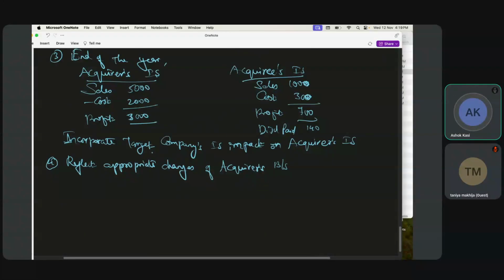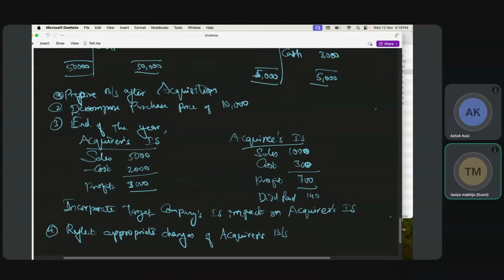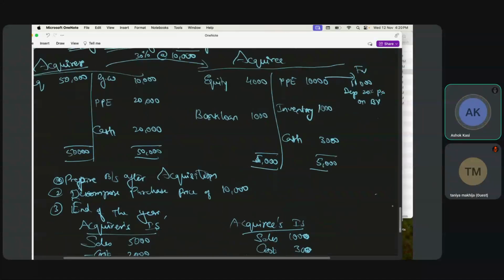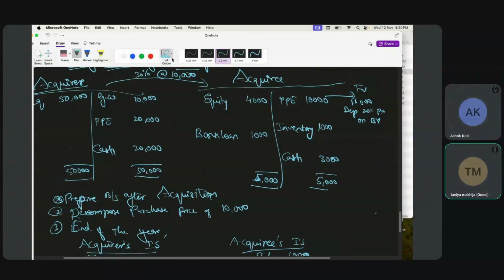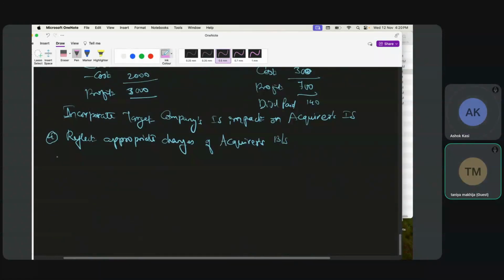Okay, written all this? All written. So we'll redo it again. First question is to prepare the balance sheet after acquisition. So the first step is immediately after acquisition, using the equity method of accounting. We just have to add that. First I will copy the balance sheet as it is.